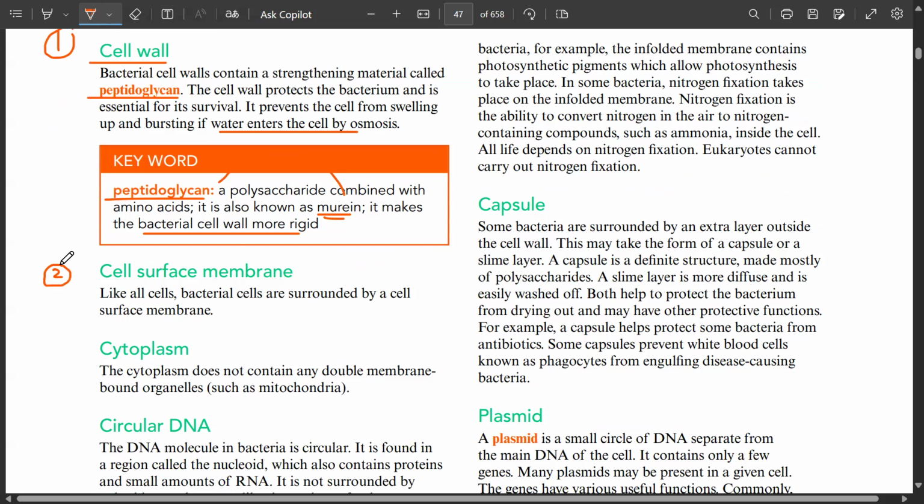It doesn't let all particles in, like it controls the movement of particles. Exactly.